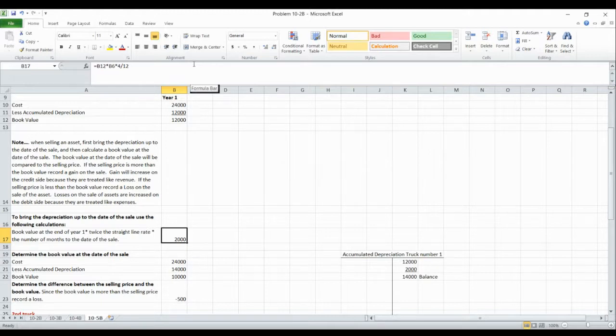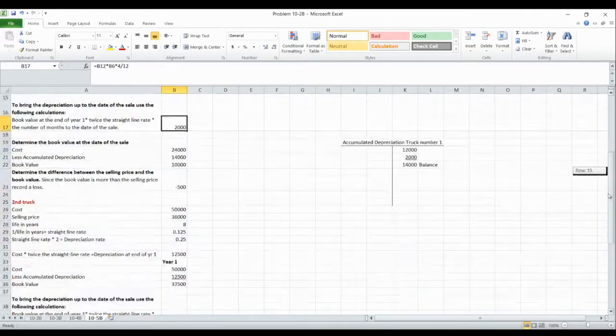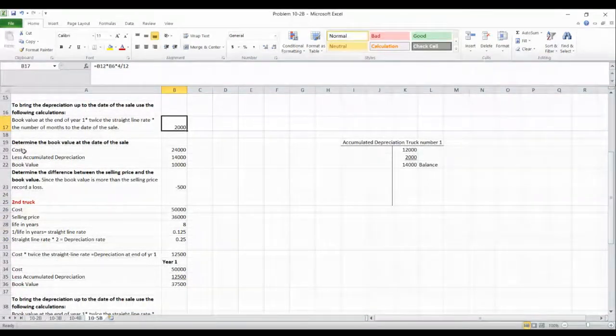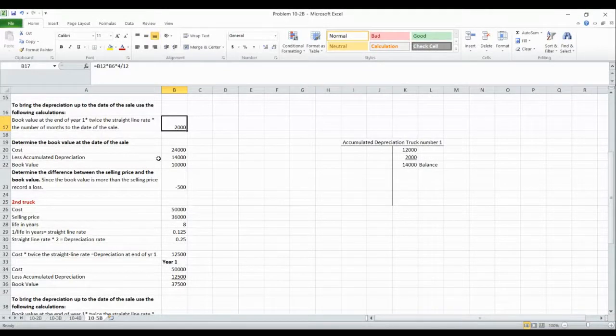The depreciation expense to bring the depreciation up to date is $2,000. We would debit depreciation expense and credit accumulated depreciation at the date of the sale for $2,000. You would then determine the book value at the date of the sale. The book value is still going to be the cost less the accumulated depreciation.